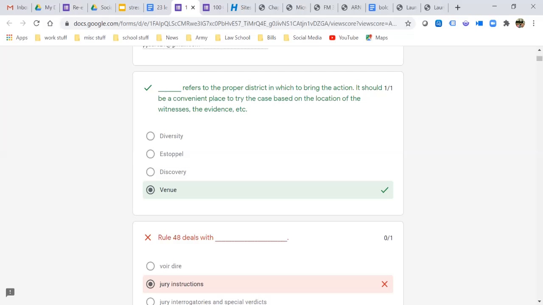Okay, so first question, blank refers to the proper district in which to bring the action. It should be a convenient place to try the case based on the location, witnesses, and the evidence. And that, of course, refers to venue. So venue is the proper district in which to bring the action.